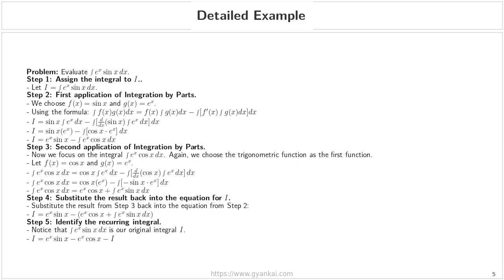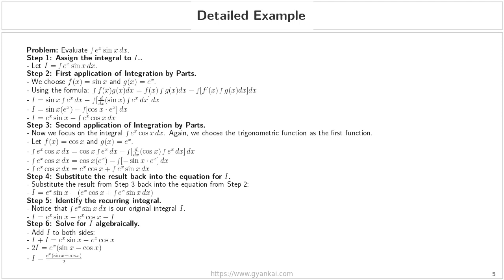Step 5. Identify the recurring integral. Look closely, we've come full circle. The integral of e to the power of x times sine x is our original integral I, so we can rewrite the equation as I equals e to the power of x times sine x, minus e to the power of x times cosine x, minus I.